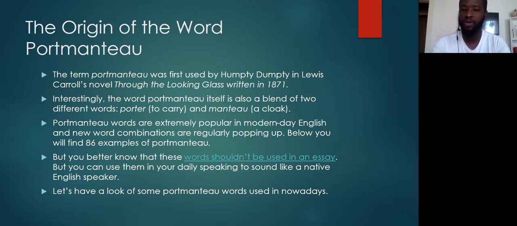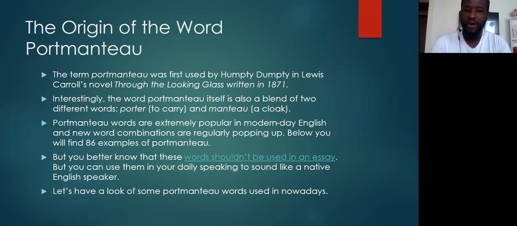He used a lot of portmanteau words. Interestingly, the word portmanteau itself is also a blend of two different words. Of course, porter means to carry, and manteau means a cloak. Okay, you can say cloak means palto. You can say like this.